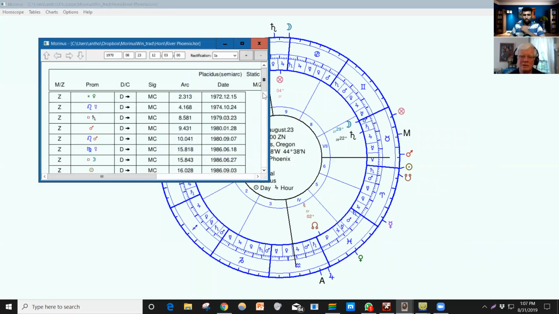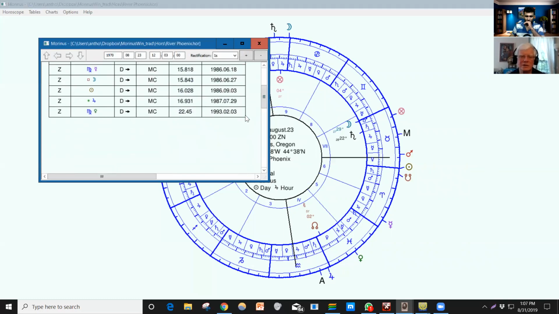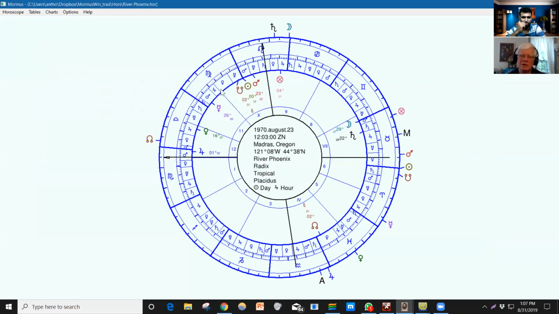Let's see. Now, he dies at age 23. We wouldn't necessarily expect death to show up in a midheaven degree, but it might. At age 23, he has the Venus in Virgo bound coming to the midheaven. So let me see what that is. It's this bound here, Venus in Virgo.